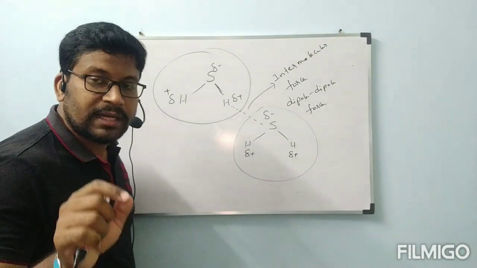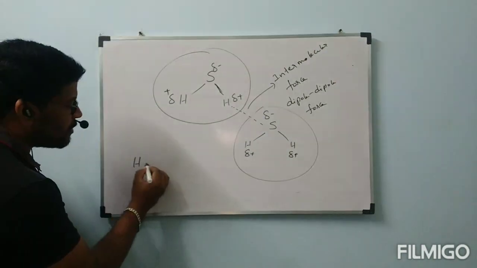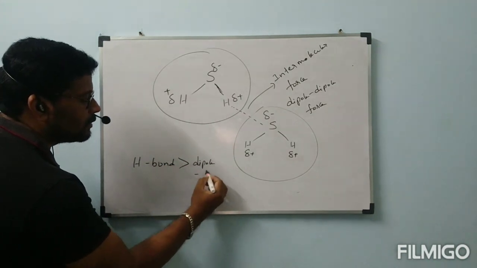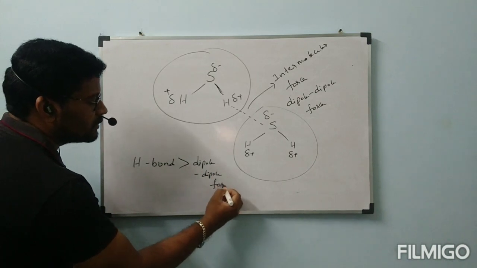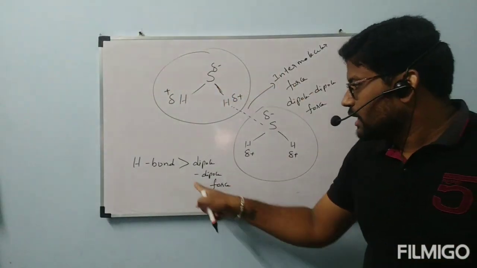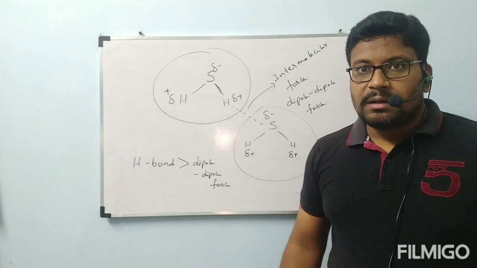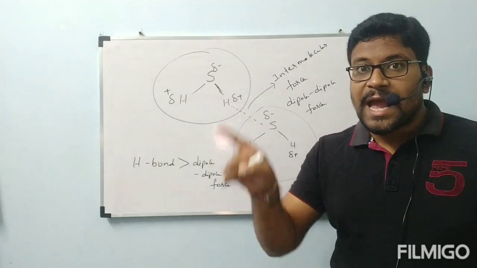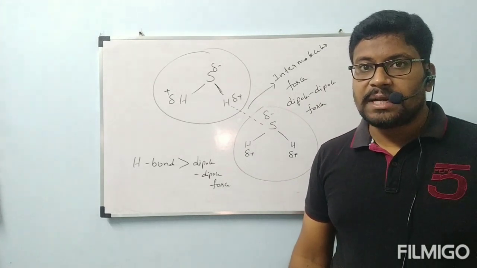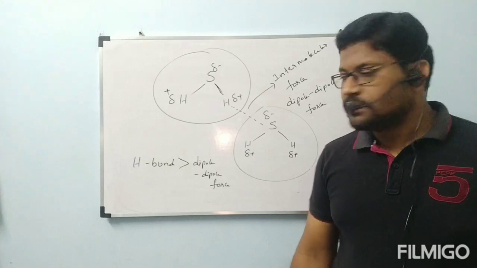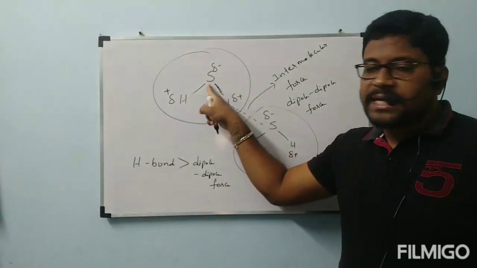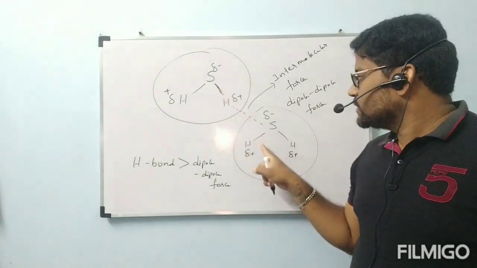The difference is that hydrogen bond is stronger than dipole-dipole force, because hydrogen bond is formed between a highly electronegative element and hydrogen, a highly electronegative element like oxygen and hydrogen. Dipole-dipole force is formed between less electronegative elements like sulfur, chlorine and hydrogen.